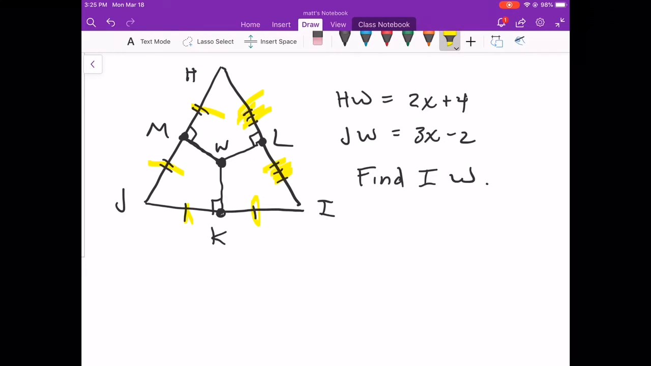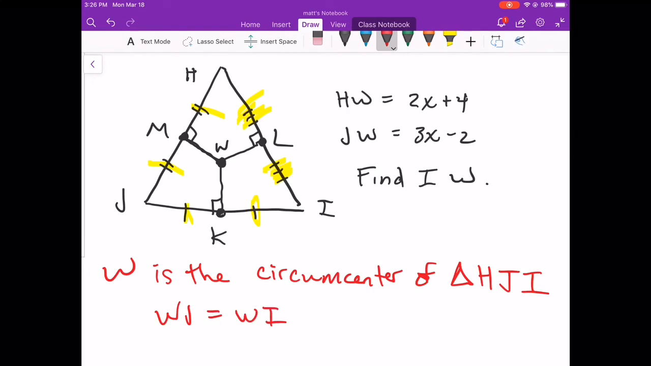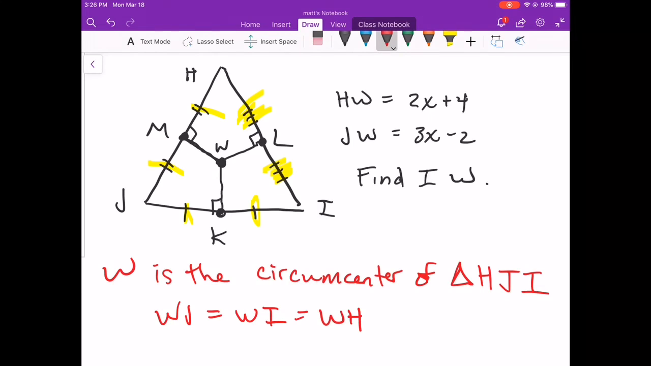All right, so really important for you to understand here is that W is the intersection of the perpendicular bisectors, which makes W the circumcenter of triangle HJI. Now, it's the circumcenter because it's the intersection of the perpendicular bisectors, but then what pops into your head is that the circumcenter is equidistant from the angles of the triangle. So that means WJ is the same as WI is the same as WH. All those distances from the circumcenter to the angles are the exact same.